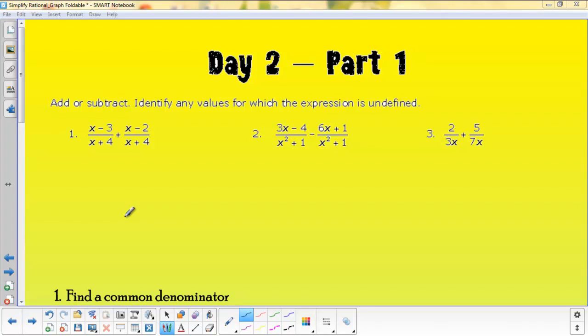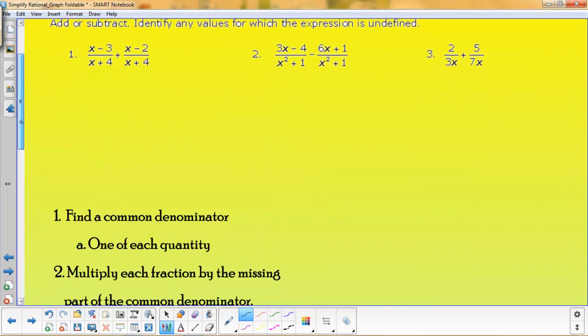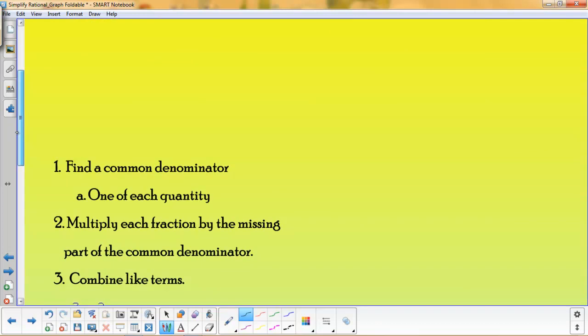Welcome back to Adding and Subtracting Day 2. We're in the next page of our foldable. What I wanted to do at the beginning of this note session is to give you the steps for adding and subtracting rational expressions.